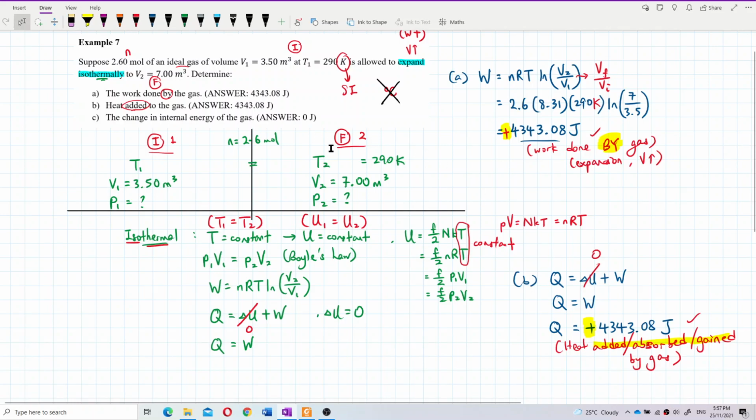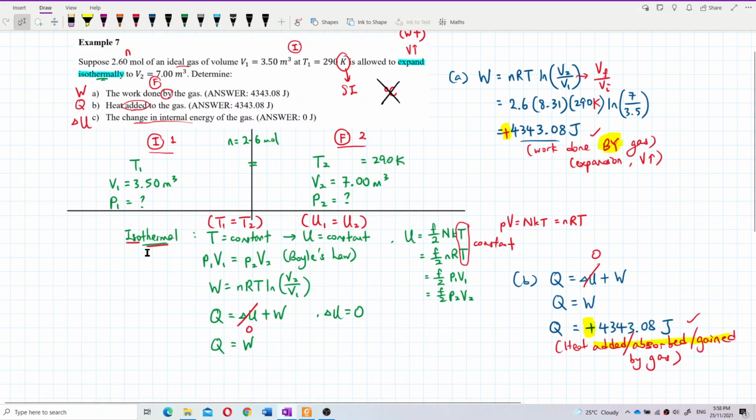Now, the last question asks what is the change in internal energy. For the first question just now it was work done. For the second question, heat absorbed, heat added is Q. And the last one is change in internal energy, that means delta U. I need to find delta U.